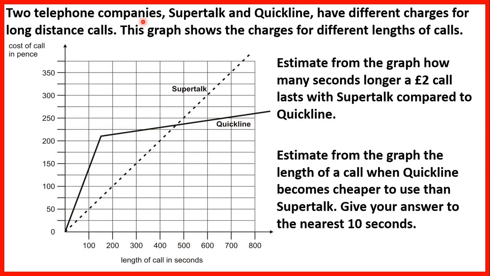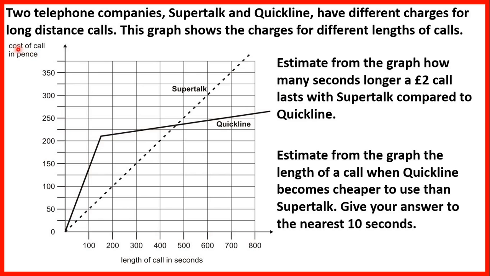Two telephone companies, Supertalk and Quickline, have different charges for long-distance calls. This graph shows the charges for different lengths of calls. Estimate from the graph how many seconds longer a £2 call lasts with Supertalk compared to Quickline.